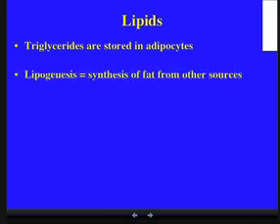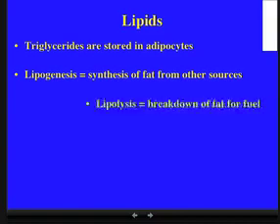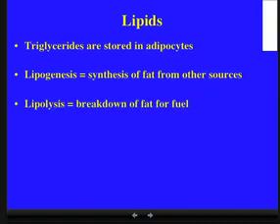Lipogenesis is the synthesis of fat from other sources. Amino acids and sugars, for instance, can be used to make fatty acids and glycerol. So this is why you can eat something high in sugar and end up storing the excess calories as fat, because we're able to synthesize the components of triglycerides because of the enzymes that are present in, among other places, the liver. Lipolysis is the breakdown of fat for fuel.